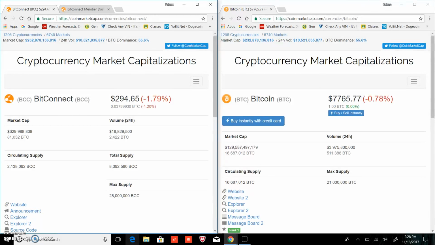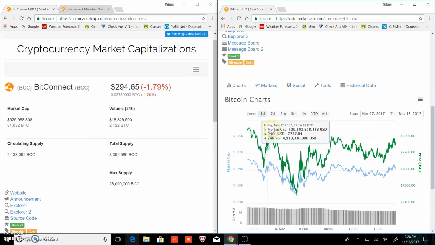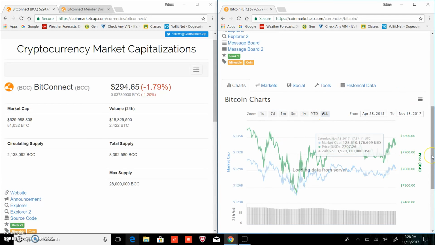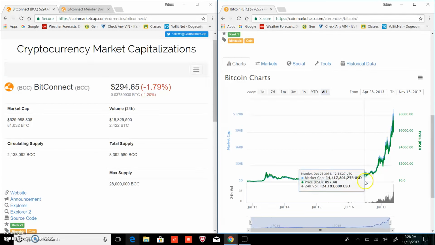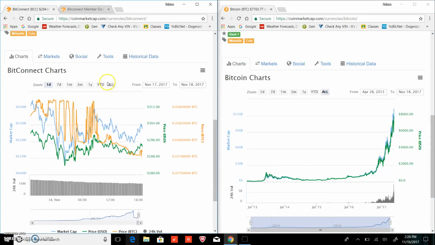And today we're going to be talking about the similarities between BitConnect and Bitcoin. I've noticed how the trends in the charts have been similar between the two of them. And right here I'll show you how. You look at the beginning, we'll take it back to the beginning of Bitcoin. You'll notice how it started at a few dollars a piece and it grew up and it crashes a few times, and yet the same thing happens with BitConnect.